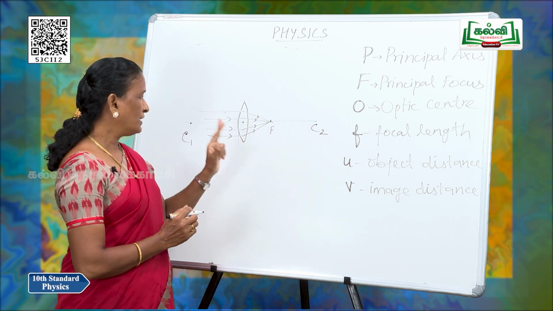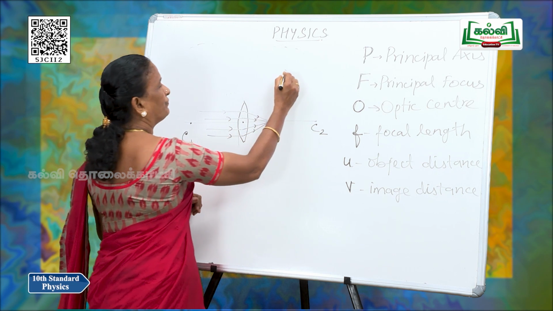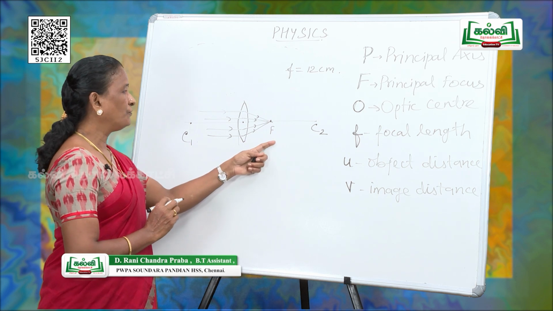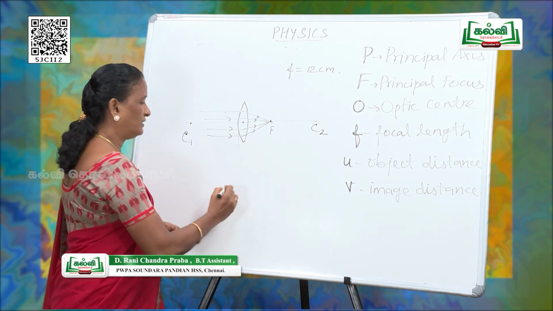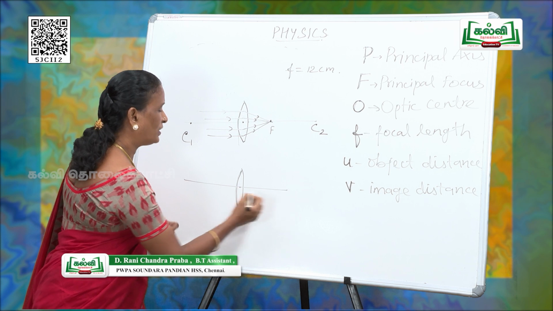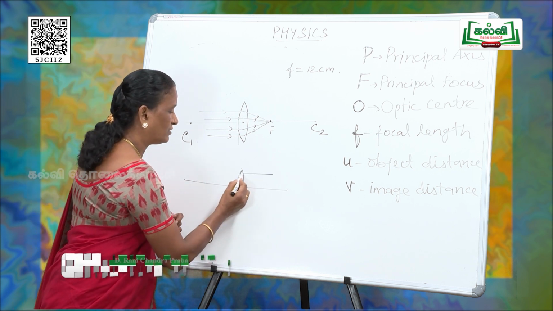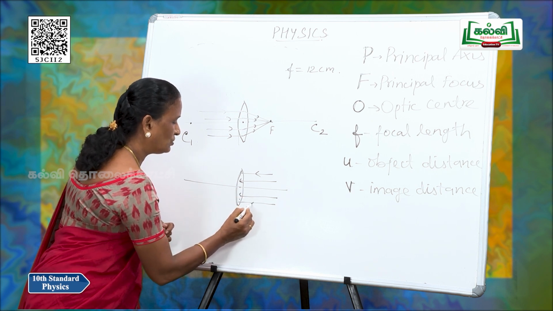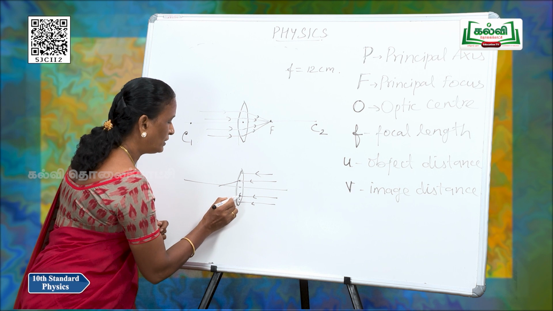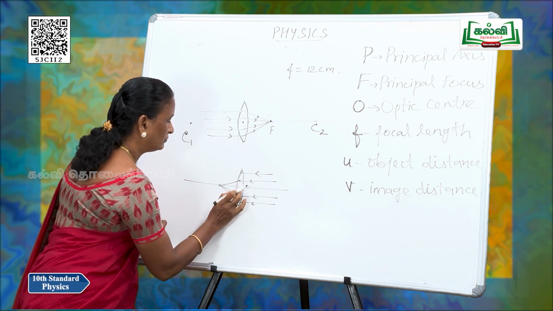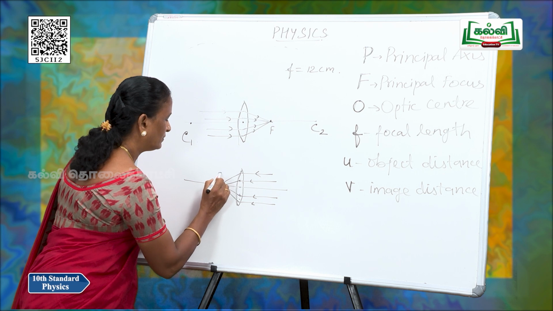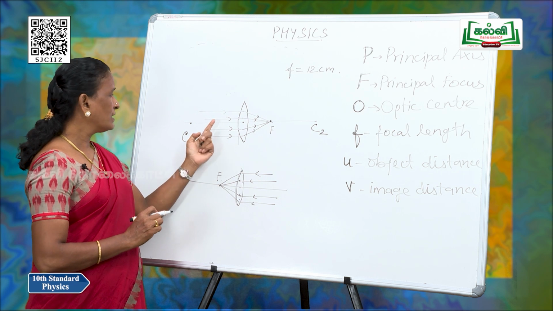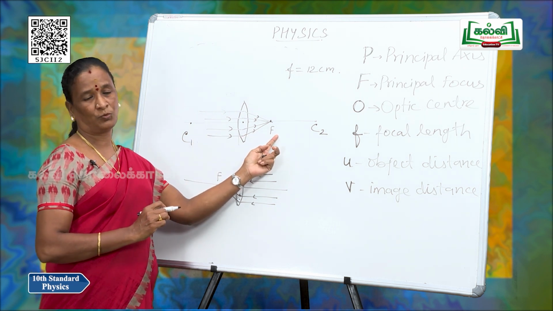Now, for example, if small f, the focal length, is equal to 12 centimeters, we mark this as f. Next, this is the optic center, this is the principal axis. The rays coming from the other side of the lens also converge at a point on the principal axis. So we get two principal foci for the biconvex lens: one principal focus on this side, and one principal focus on that side.